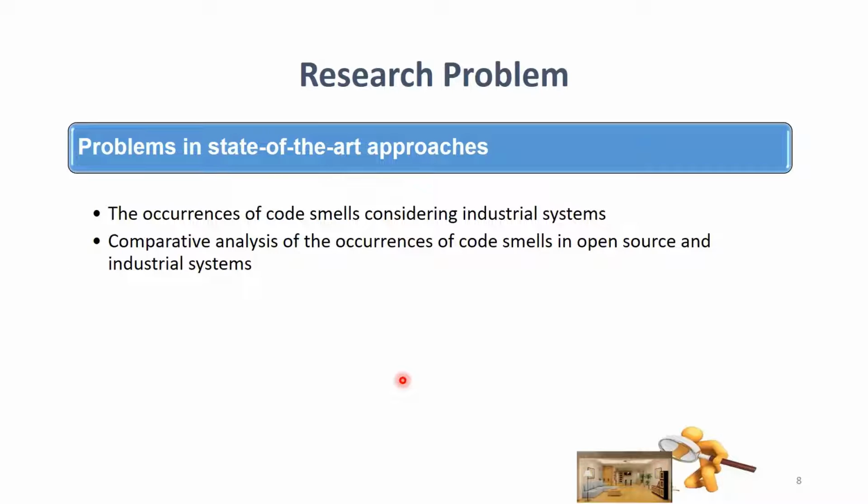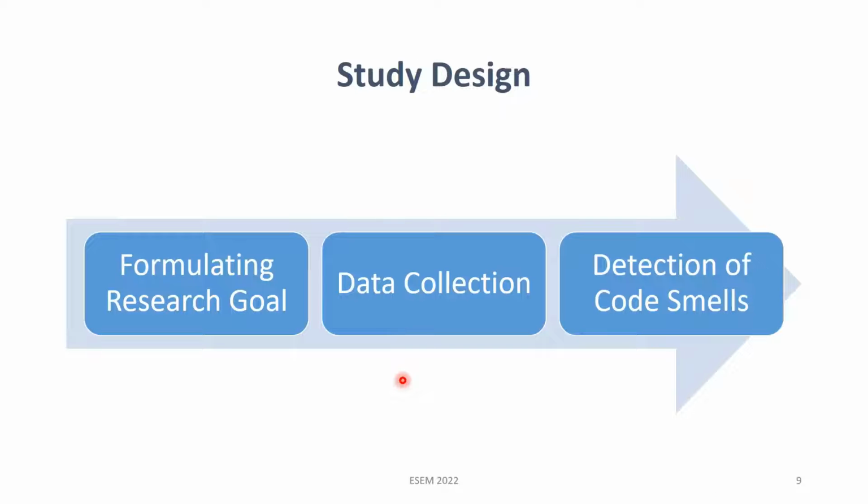Research problem. However, there is a noticeable lack of knowledge about the occurrences of code smells in industrial systems. Moreover, to the best of our knowledge, there exists no such empirical work regarding the comparative analysis of code smell occurrences between open source and industrial systems. Basically, the research methodology consists of 3 steps: formulating research goal, data collection, and detection of code smells.